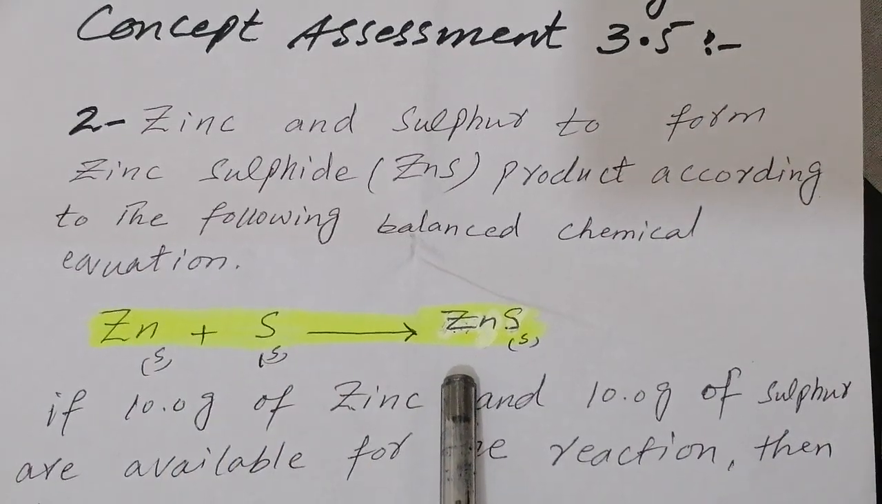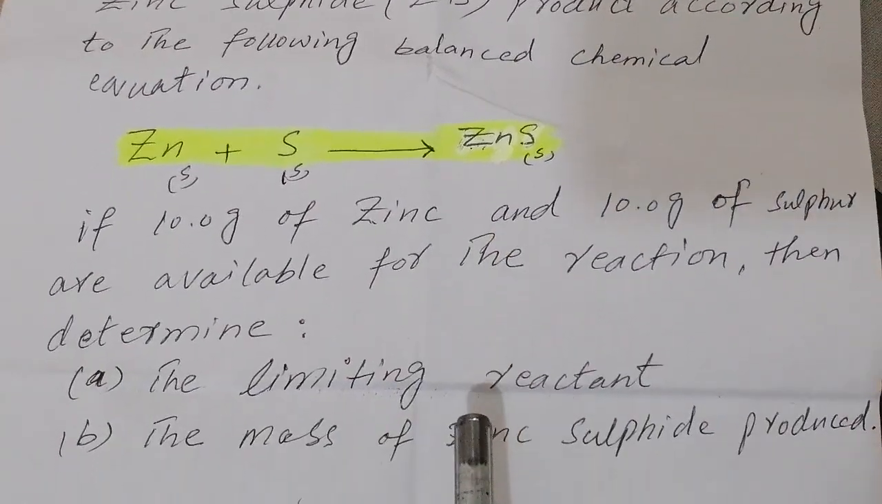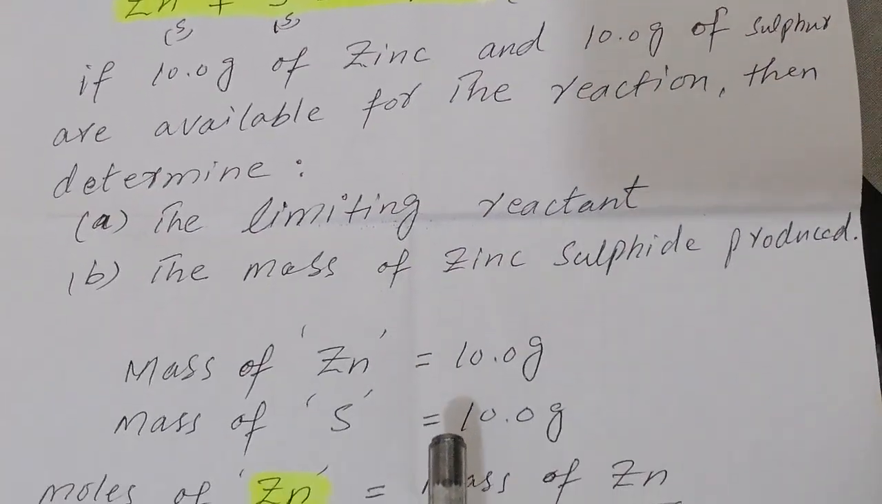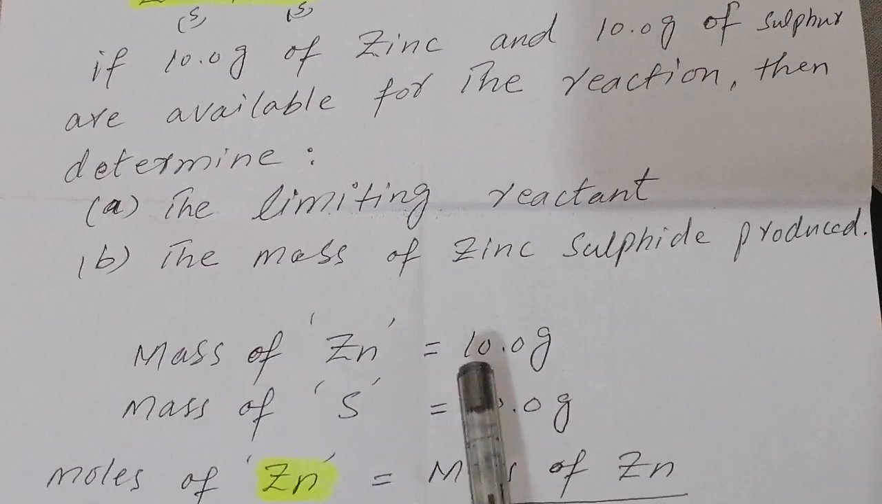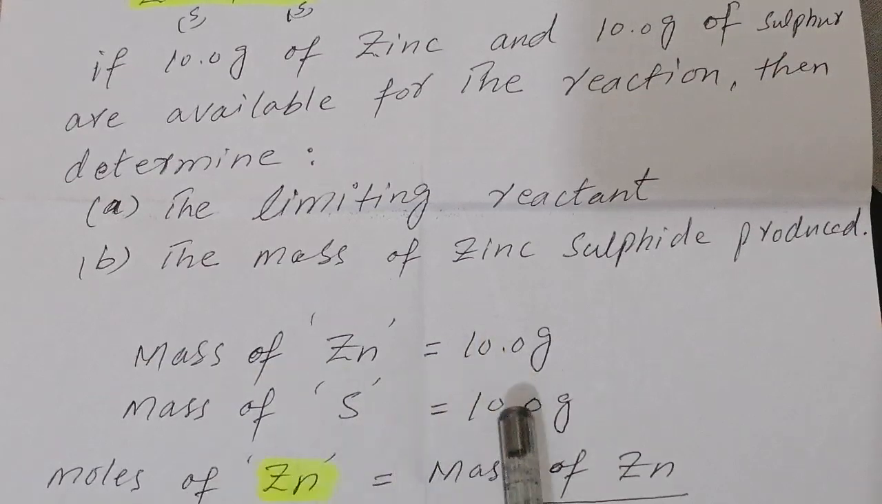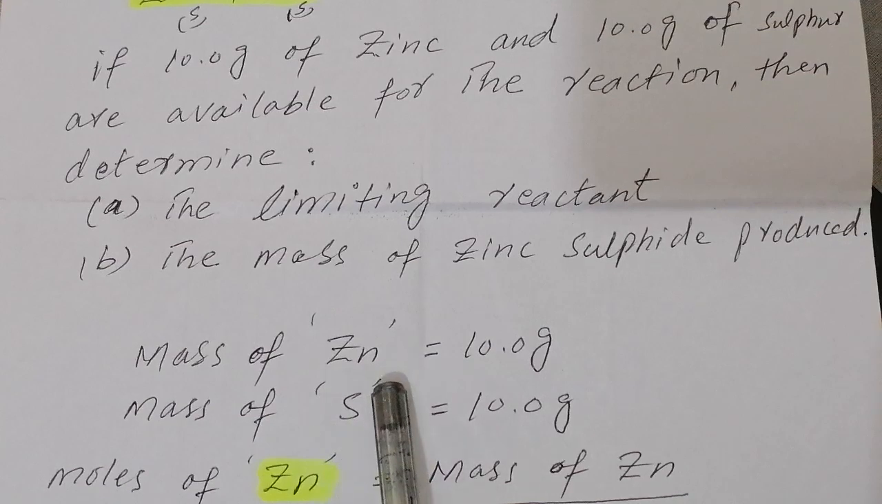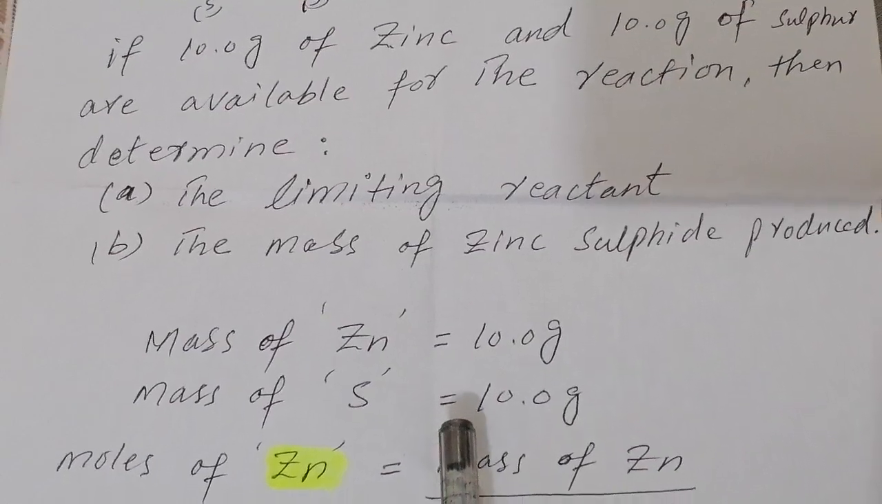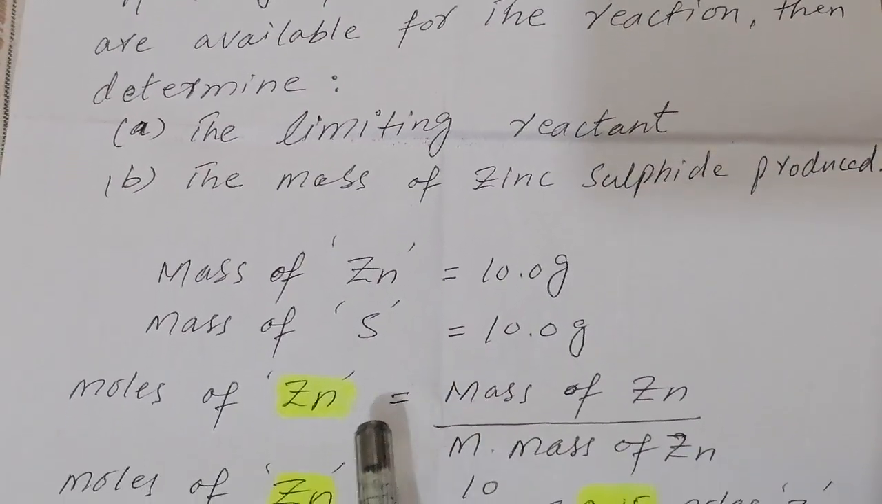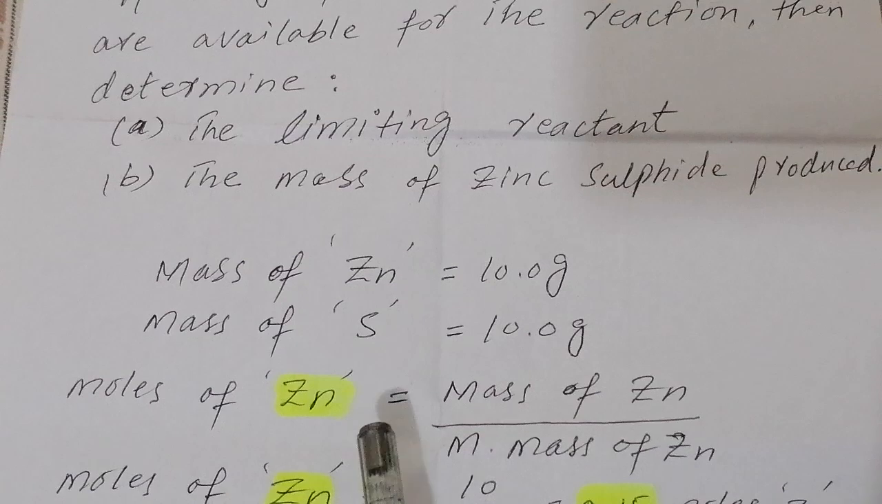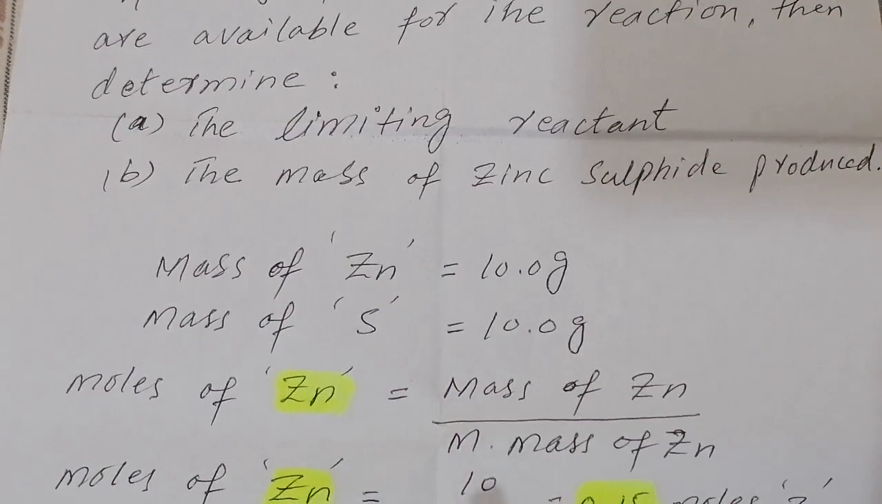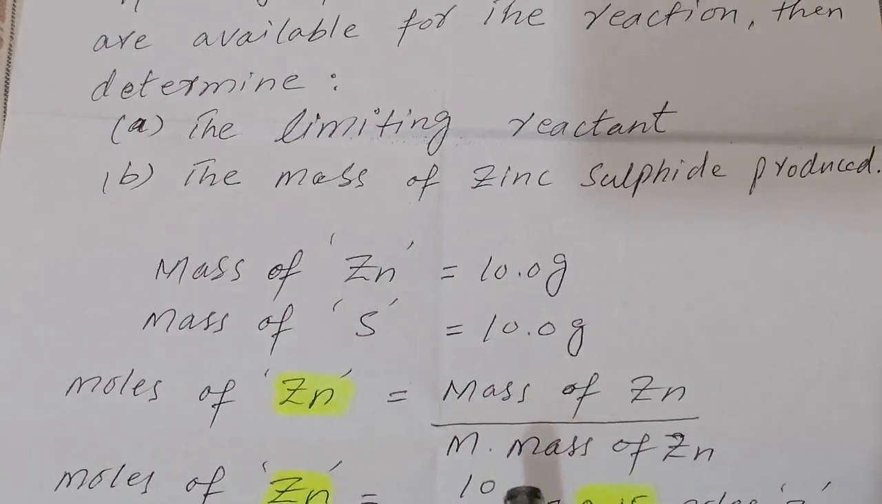And the information which we are provided with: we have mass of zinc 10 gram, mass of sulfur 10 gram. So first of all, we will calculate the number of moles of each reactant, which is the first step in determination of limiting reactant. And we know that the formula of number of moles of any substance is equal to mass of that substance in grams divided by molar mass of that substance.